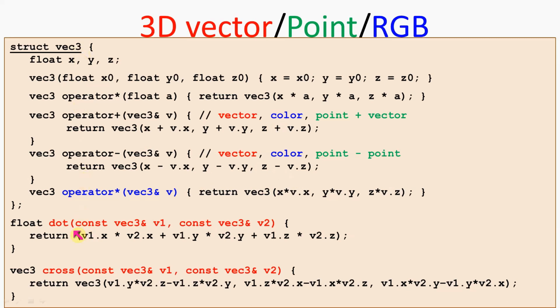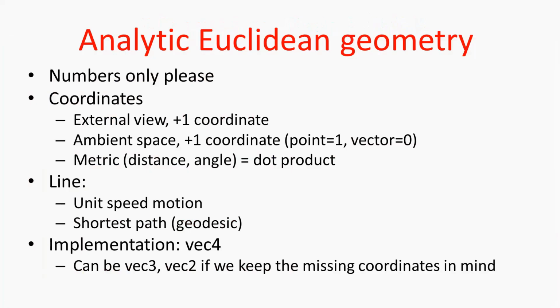If we have VEC3, then the dot product is able to compute the dot product of two vectors, but obviously this function is not appropriate for determining whether a point is on the plane or not. We have not only the dot product, but also the cross product in the three-dimensional space, which can be evaluated by this formula. That concludes our chapter on analytic Euclidean geometry.